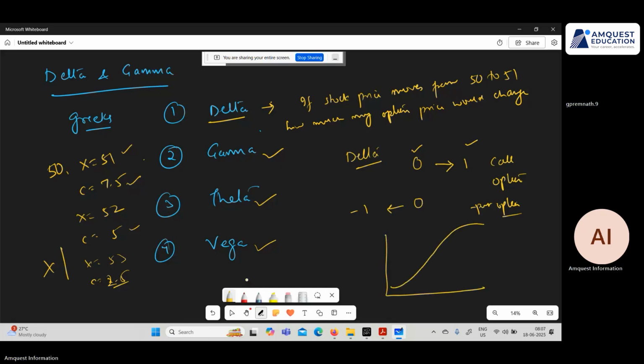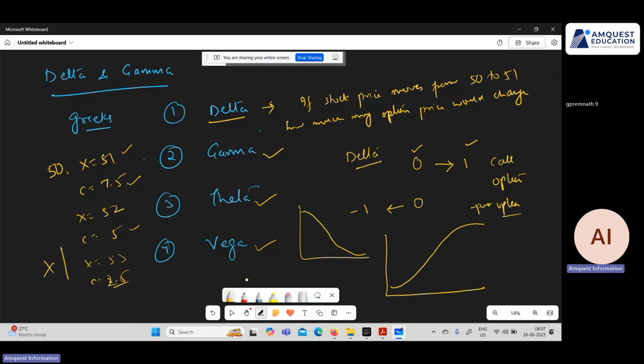And for a put option, you see something like this. The y-axis is the delta and the x-axis is the stock price. And this curve, like for the call option going up like that, is as the stock price gets closer to the strike price, yes.